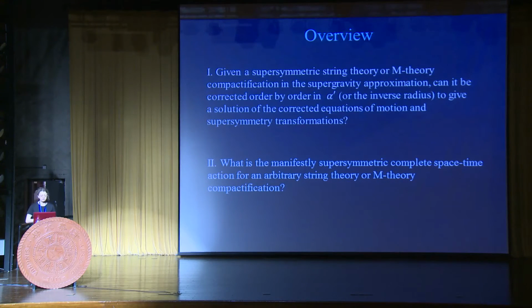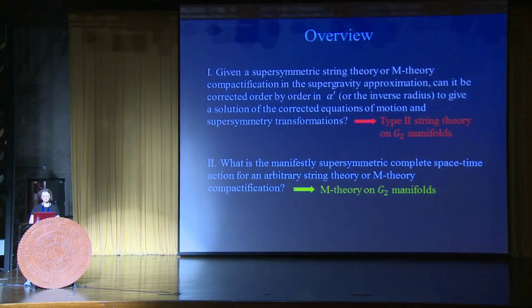Now, so far what I've said is very general, and to be more concrete, I will be focusing in the first part of the talk on type 2 string theory compactified on G2 manifolds, and in the second part of the talk on M theory compactified on G2 manifolds. Now, there's nothing inherently special about G2 manifolds except simplicity. So particularly for the second point, M theory, or 11-dimensional supergravity, turns out to have the simplest possible field content we could start with.